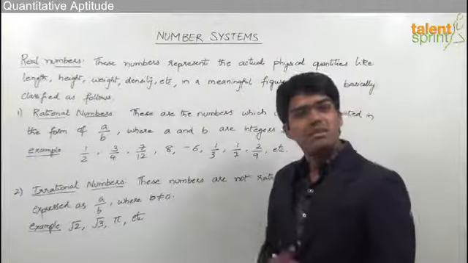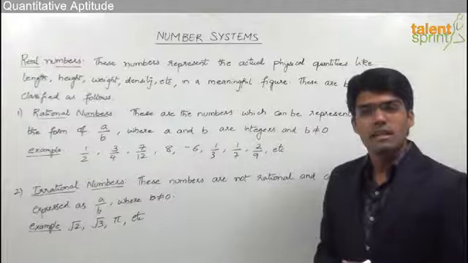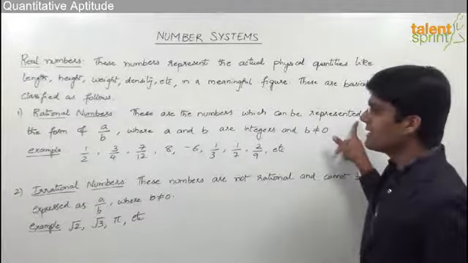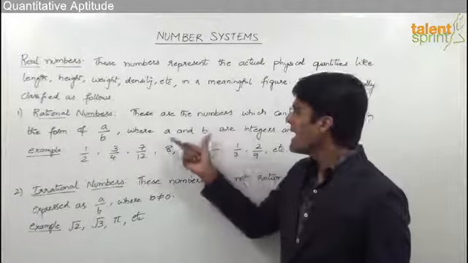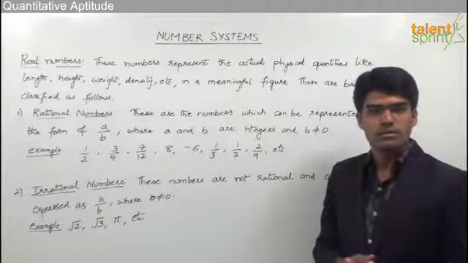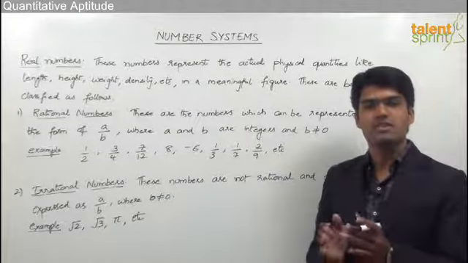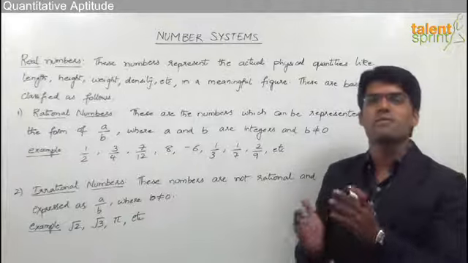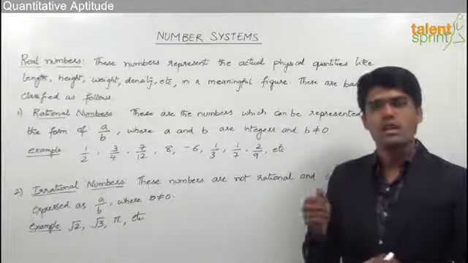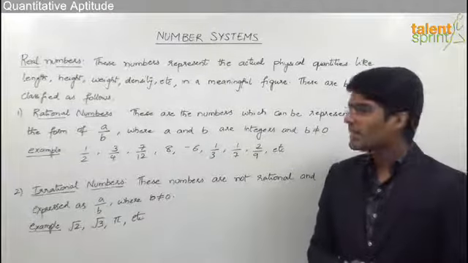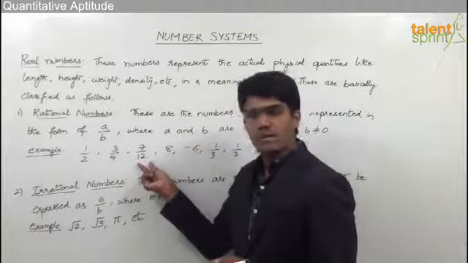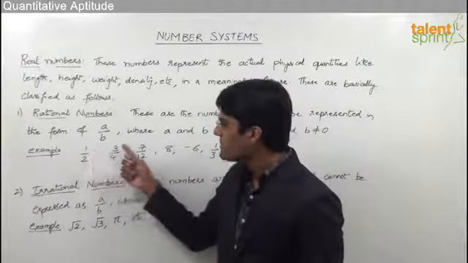Now rational numbers are those numbers which can be represented in the form of A by B, where A and B are integers and B should not be equal to 0. So as we can understand from this definition, rational numbers can be expressed in the form of a fraction, that is A by B, where the denominator B should not be equal to 0 and A and B have to be integers. Now some examples of rational numbers here are 1 by 2, 3 by 4, 7 by 12. As you can see, these are all in the form of A by B.